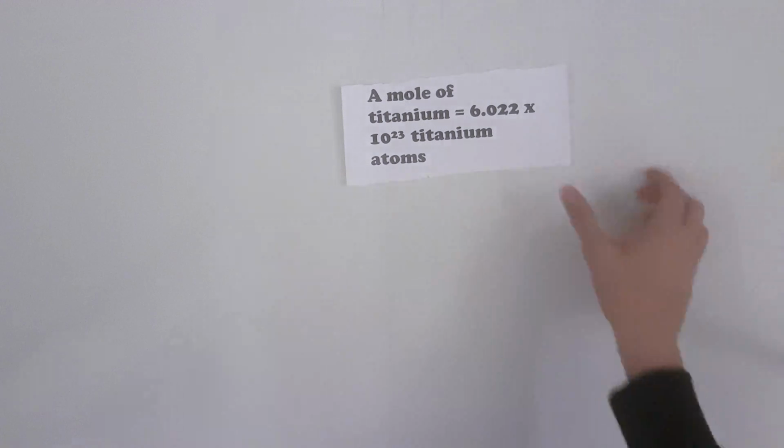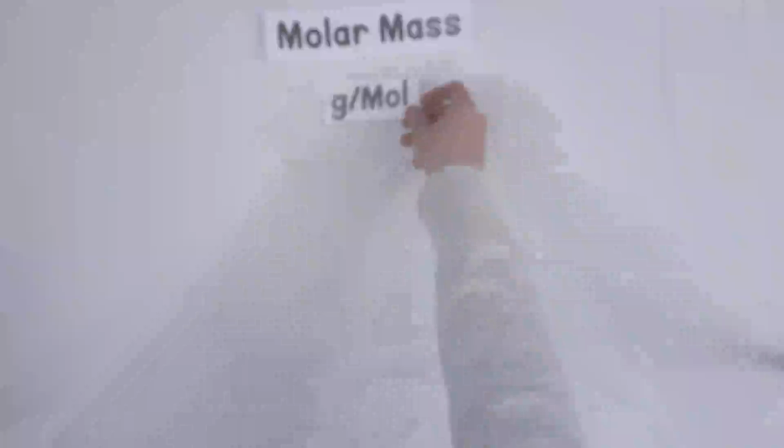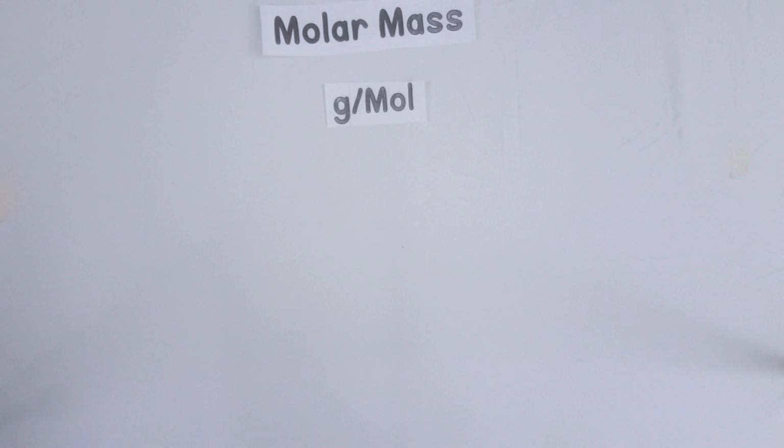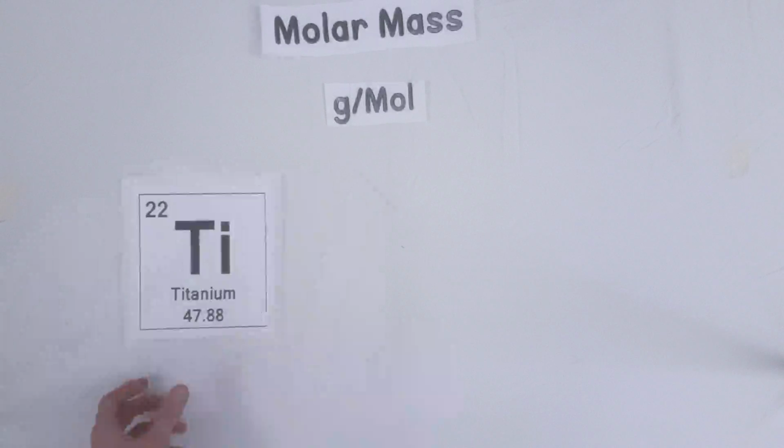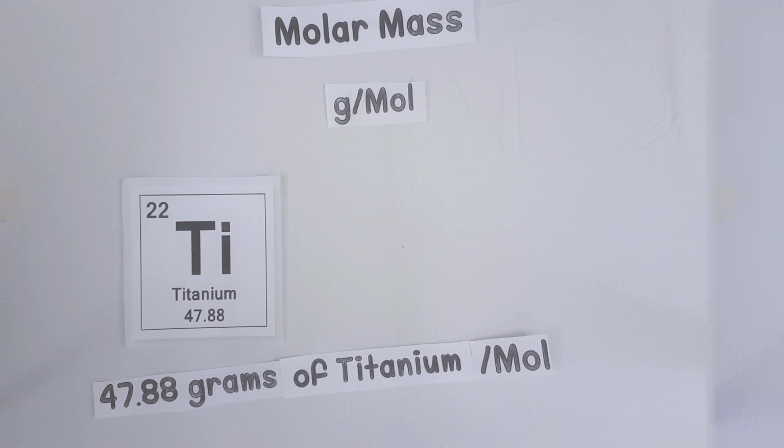Molar mass is the atomic mass of a given substance divided by the amount of that substance, measured in grams per mole. For example, the atomic mass of titanium is 47.88 AMU, or 47.88 grams per mole. In 47.88 grams of titanium, there is 1 mole of titanium atoms.